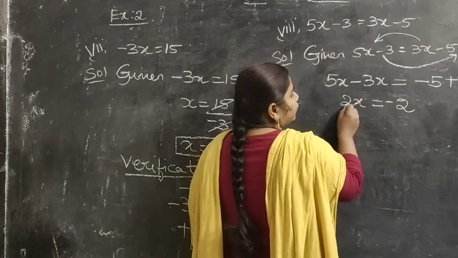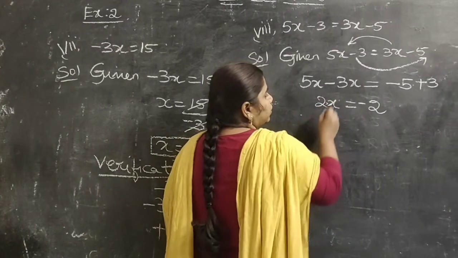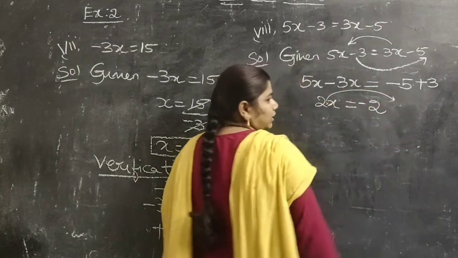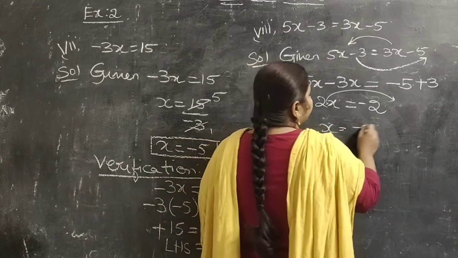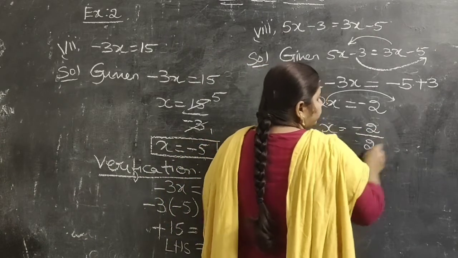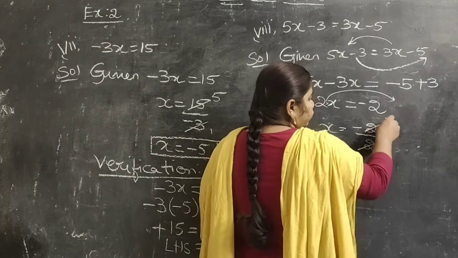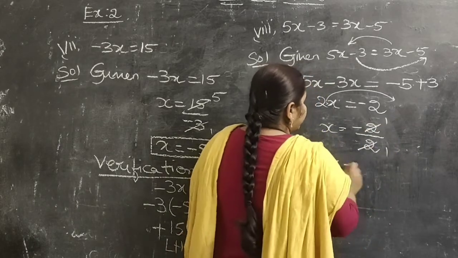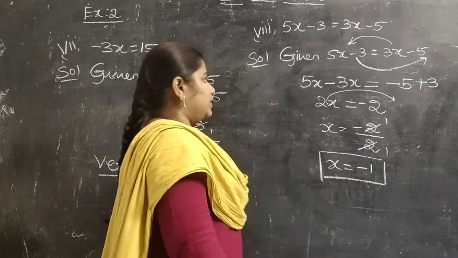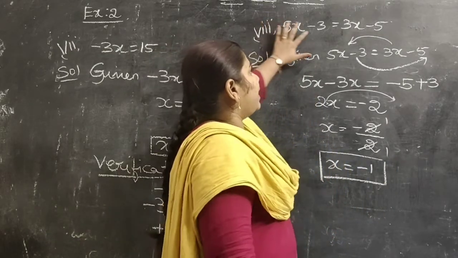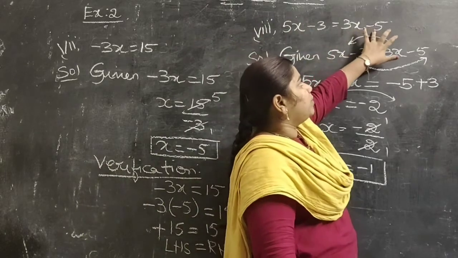Now what is the relation of 2 and x here? Multiplication. So if you transpose this multiplication to the other side, that will be in the form of division. So x is equal to minus 2 by 2. 2 ones are 2, it will get cancelled. So the x value you got is minus 1. So once again listen here: 5x minus 3 is equal to 3x minus 5.